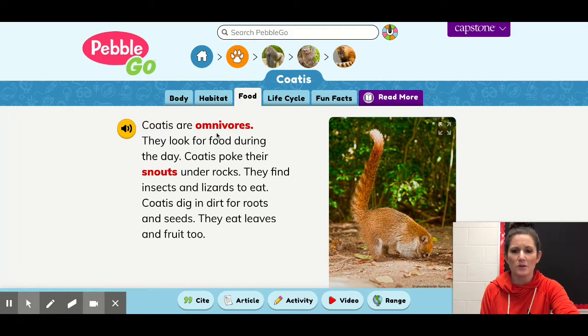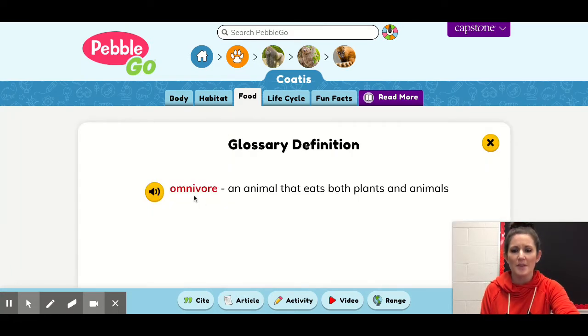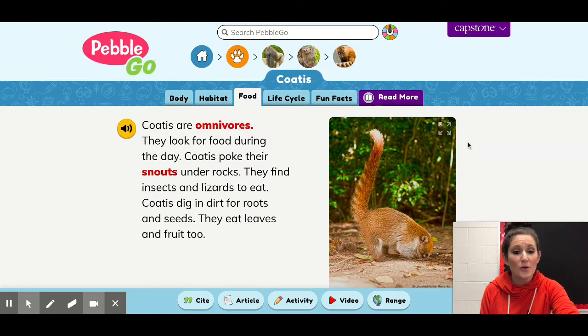Coatis are omnivores. Omnivore, what does that mean? I'm going to click on it. Omnivore, an animal that eats both plants and animals. Oh, so coatis like plants and animals. That's why they're omnivores. They look for food during the day.